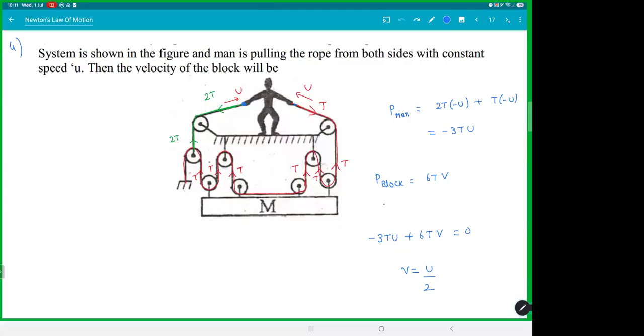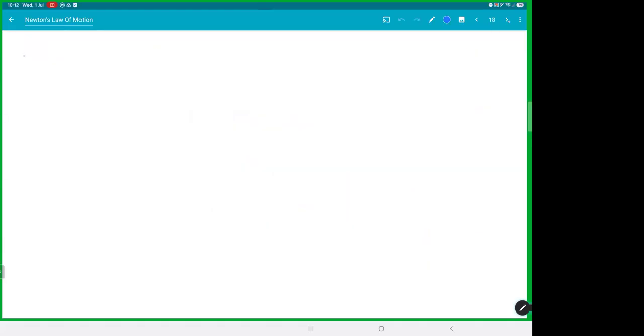Got this? Any doubts on this? Clear, na, Soumya? Shriya? Tanmay? Rohit? Aniket? Ananya, Dhruv, clear? Let's see one more.